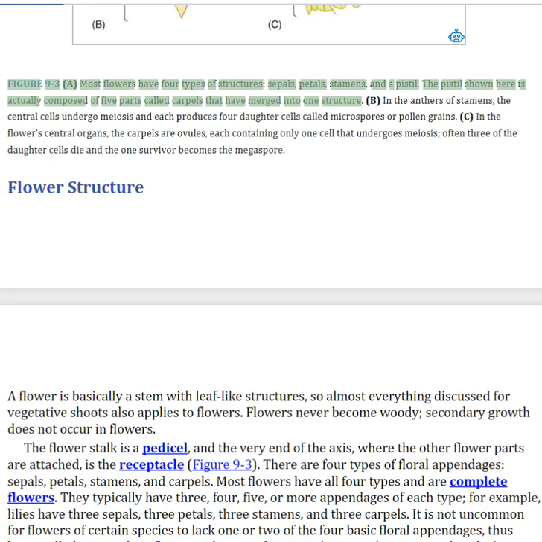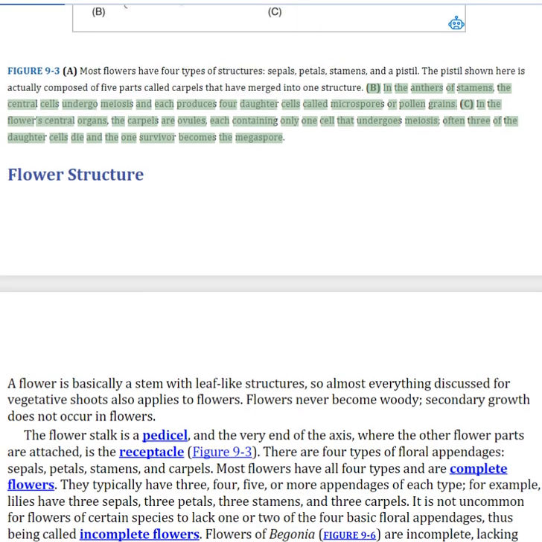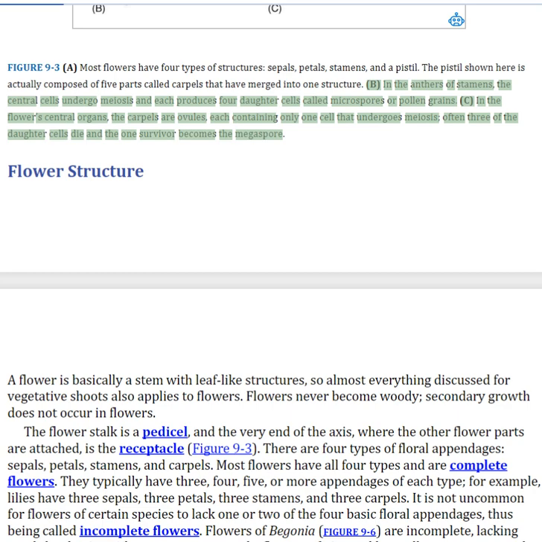Figure 9.3: Most flowers have 4 types of structures: sepals, petals, stamens, and a pistil. The pistil shown here is actually composed of 5 parts called carpels that have merged into one structure. In the anthers of stamens, the central cells undergo meiosis and each produces 4 daughter cells called microspores or pollen grains. In the flower's central organs, the carpels contain ovules, each containing only one cell that undergoes meiosis. Often 3 of the daughter cells die and the one survivor becomes the megaspore.